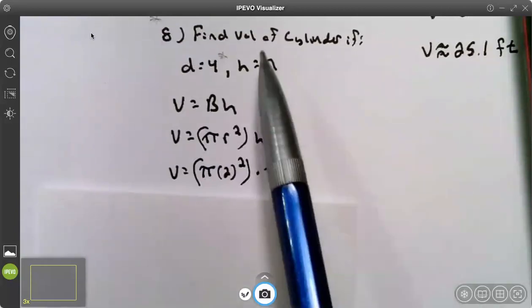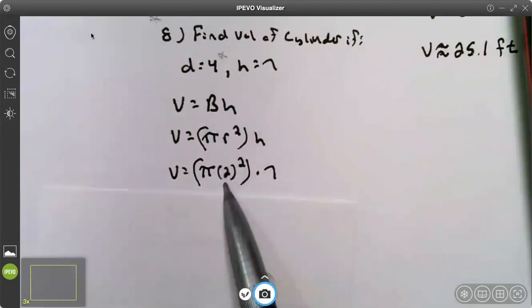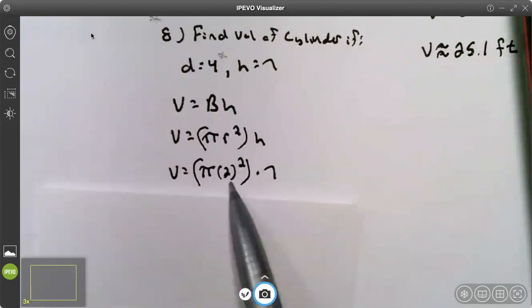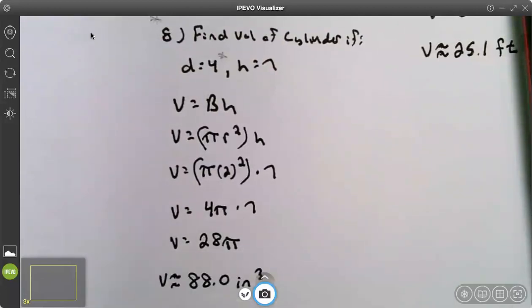So if we're finding the volume of a cylinder where the diameter is 4, we have to use 2 for the radius. If it's 4 all the way across the circle, it's 2 halfway across. And the height is 7. 2 squared is 4. You can multiply 4 times pi times 7 in your calculator, or any order you want to multiply those three numbers together. I like to say 7 times 4 is 28 and then multiply times pi, as long as your answer is right around 88 cubic inches.